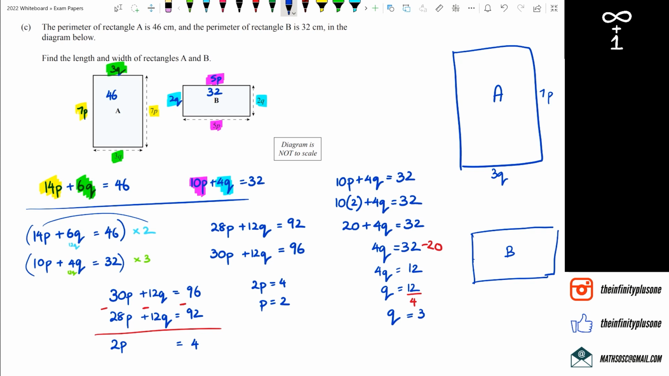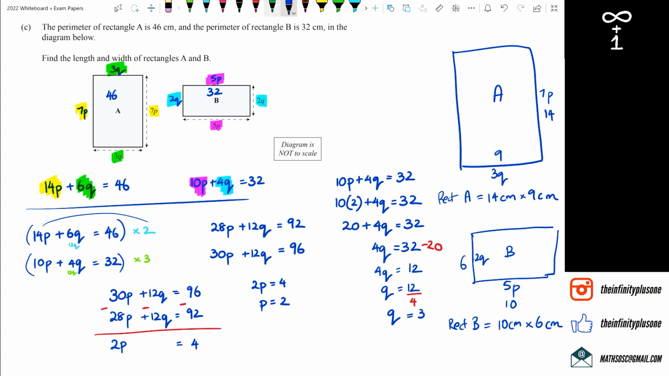Now 7 times 2 is equal to 14. q is 3, so 3 times 3 is 9. So we can say rectangle A is 14 by 9, and it's all in centimeters. And then rectangle B was 5p, which goes into 10, because 5 times 2 is 10. And then you've got 2q, which is 2 times 3 is 6. So we can say rectangle B equals 10 centimeters by 6 centimeters.